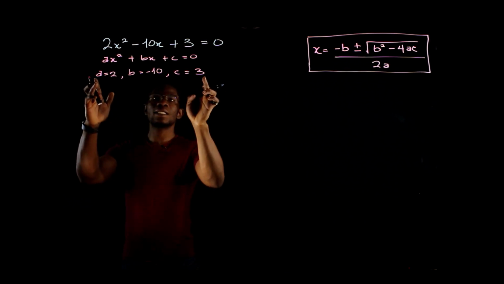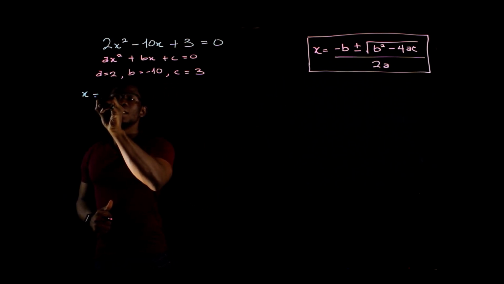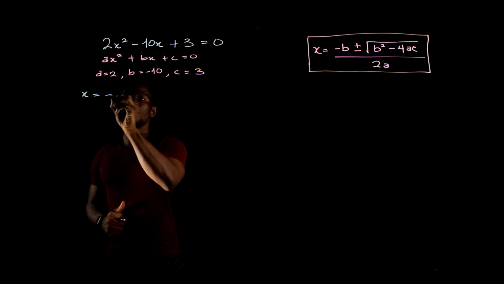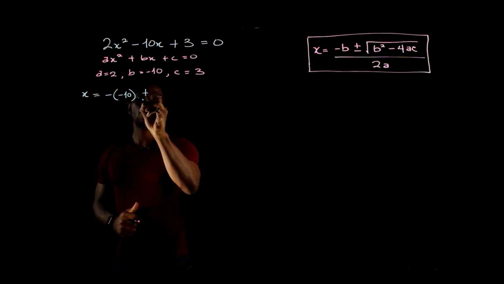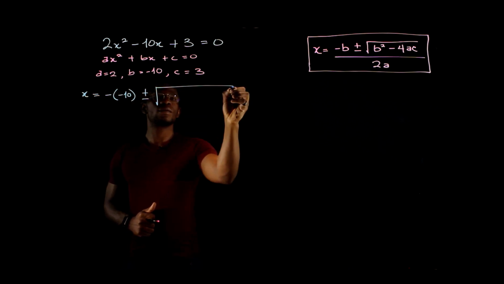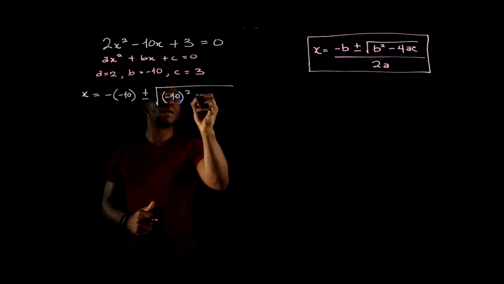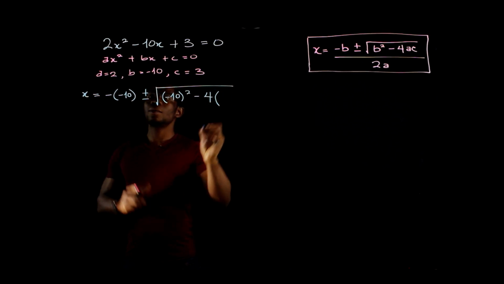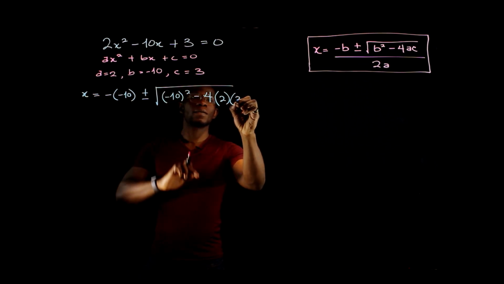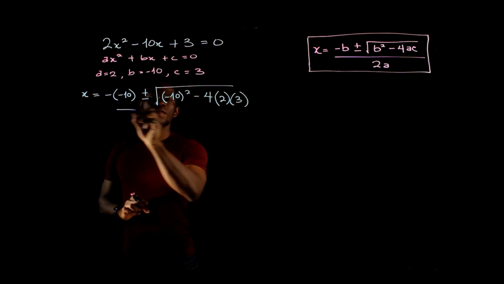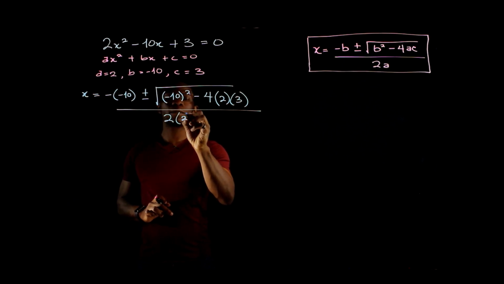So if we insert these values into our general equation, we have that x is equal to minus b, which is minus 10, plus or minus the square root of b squared, which is minus 10 squared, minus 4 multiplied by a here and multiplied by c here. And we divide all through by 2 multiplied by a.